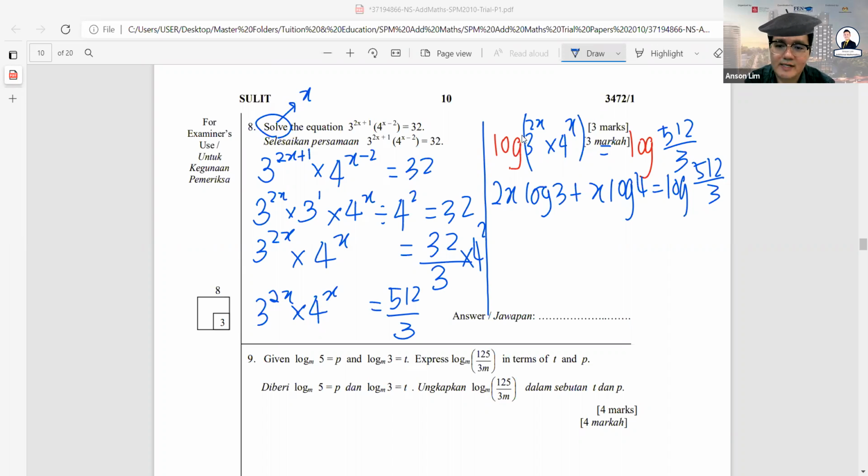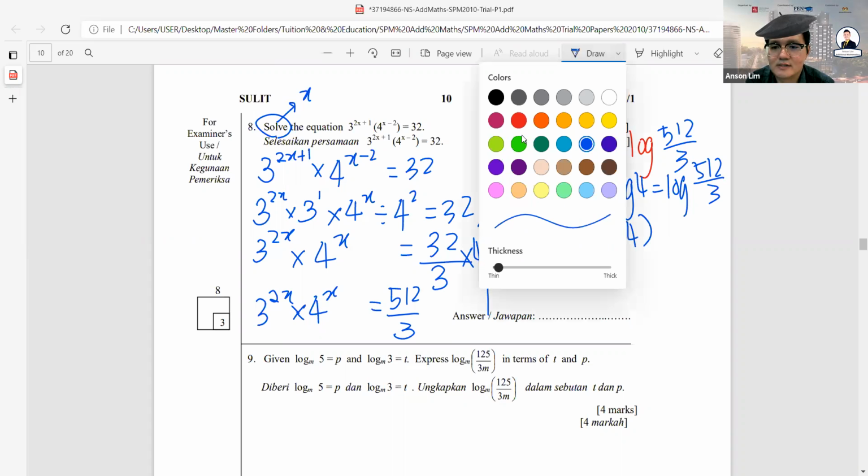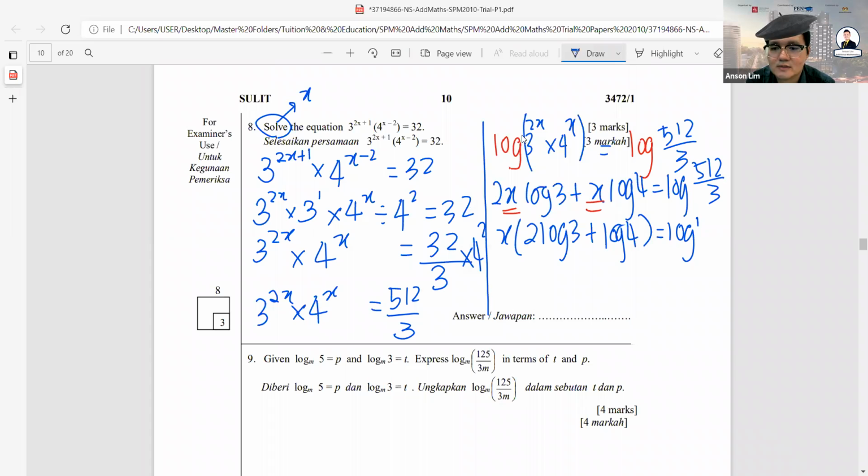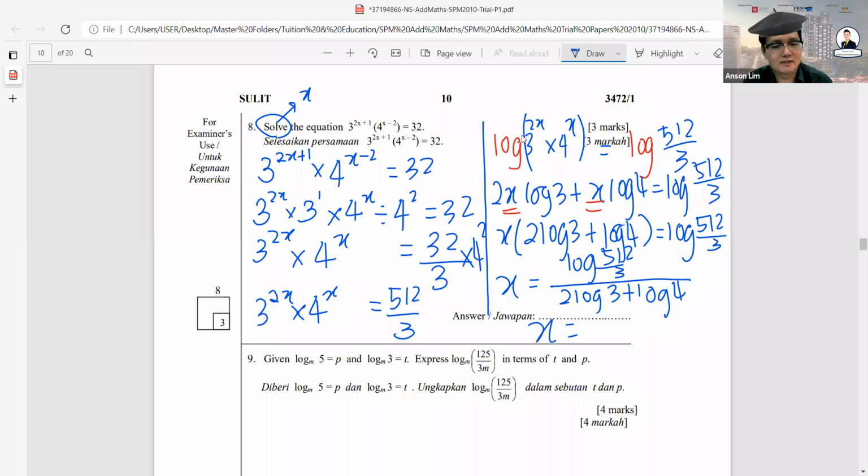Your job is to find x, so you have to factorize the x. Take out the x. Then what is left? 2 log 3 plus log 4. Your next step is to bring it to the right-hand side, so the whole thing becomes over, because times becomes over. So you can straight away press your calculator.